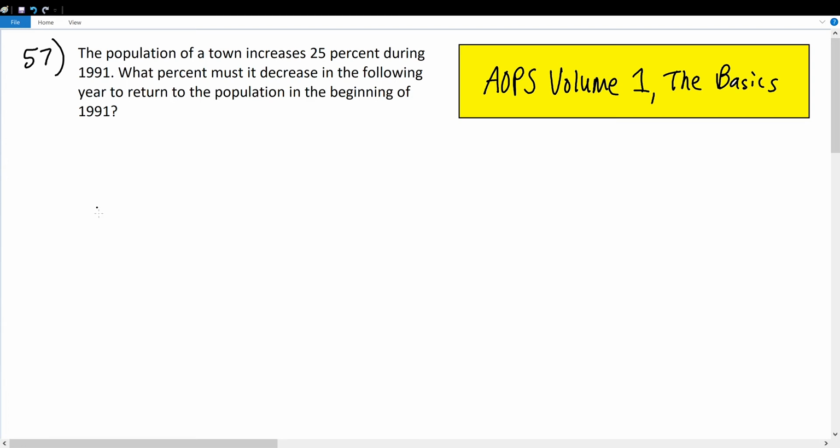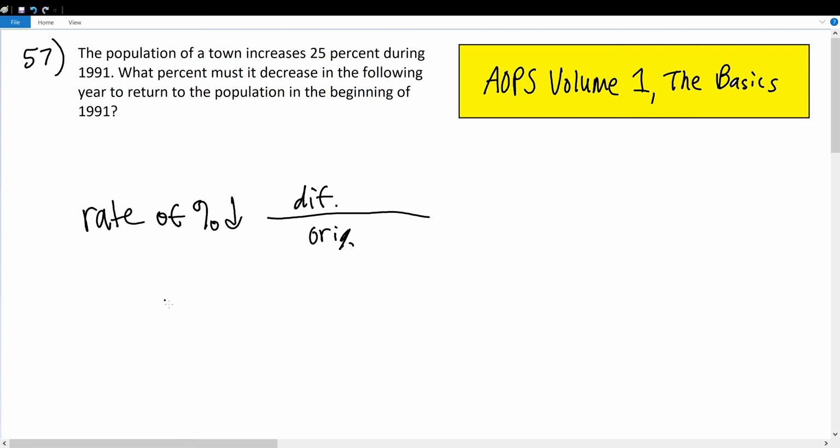So remember that to find the rate of percentage decrease, we must take the difference between the initial and the resulting quantities divided by the original quantity. And that will give us the rate of change, that is, rate of decrease.